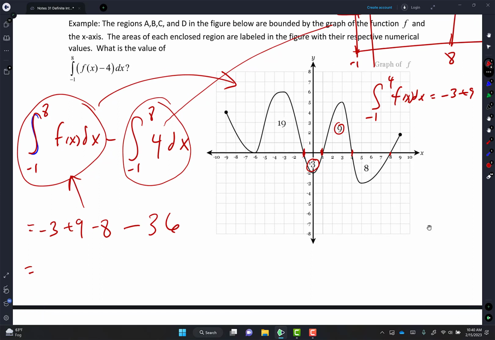Negative 3 plus 9, that's 6, plus 8 is 14, so 14 minus 36 is negative 22. Hmm, let me know, I make mistakes all the time. You guys didn't get that? Oh man. Let me do it again.